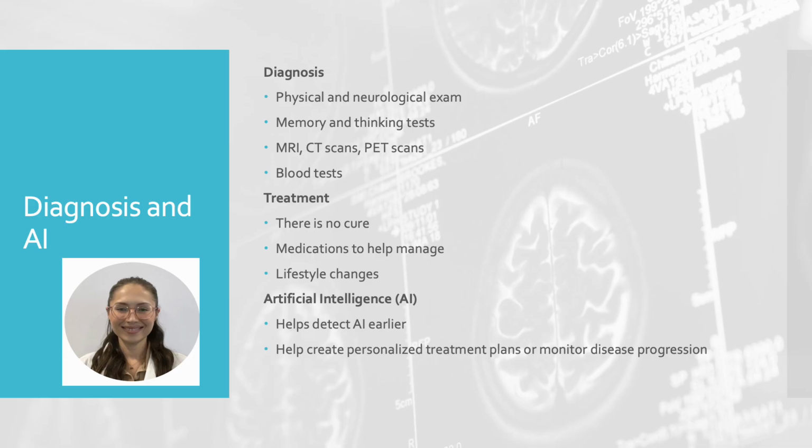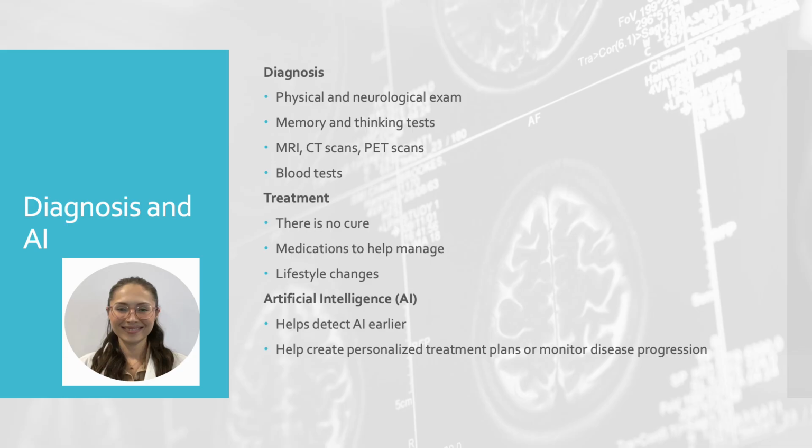Doctors diagnose Alzheimer's disease by doing a physical and neurological exam and asking questions about a person's memory and thinking skills in order to find a diagnosis for the Alzheimer's disease. They also use brain imaging tests like MRI, CT, PET scans to look for changes that are in the brain. They may also do blood tests to help rule out any other conditions that may be causing memory problems.